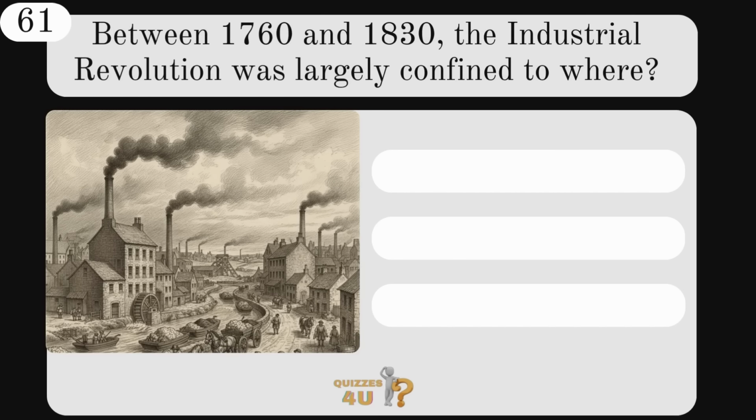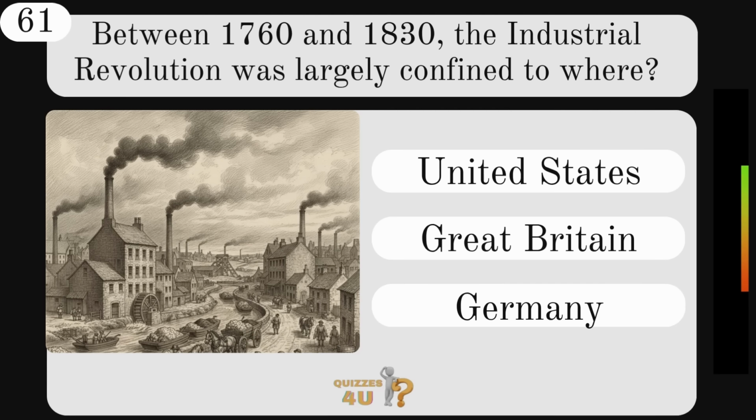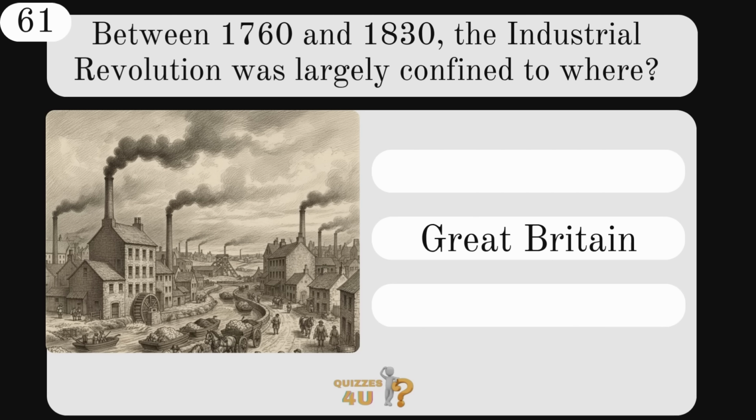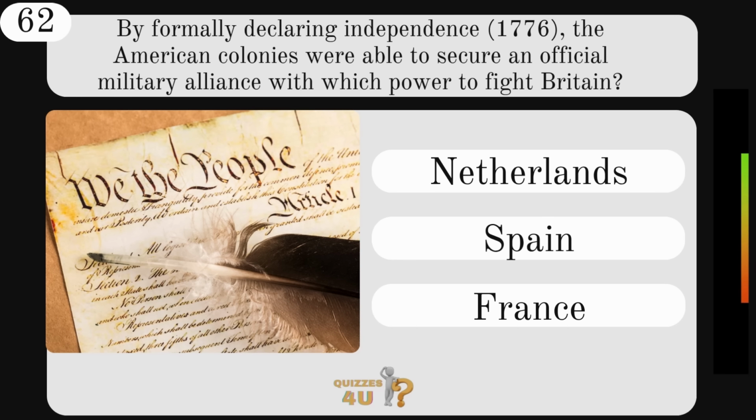Between 1760 and 1830, the Industrial Revolution was largely confined to where? The United States, Great Britain, or Germany? The answer, Great Britain. By formally declaring independence, the American colonies were able to secure an official military alliance with which power to fight Britain? The Netherlands, Spain, or France?